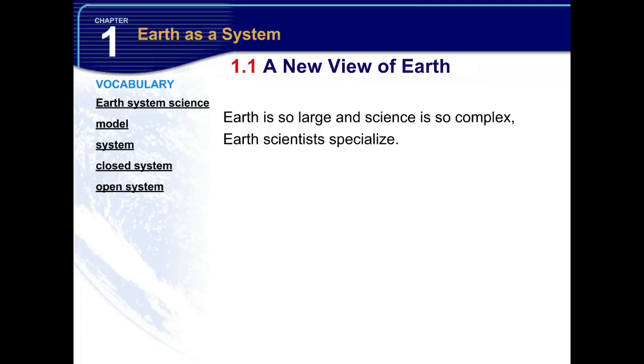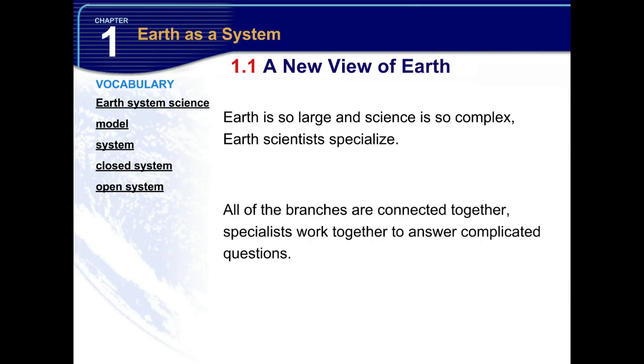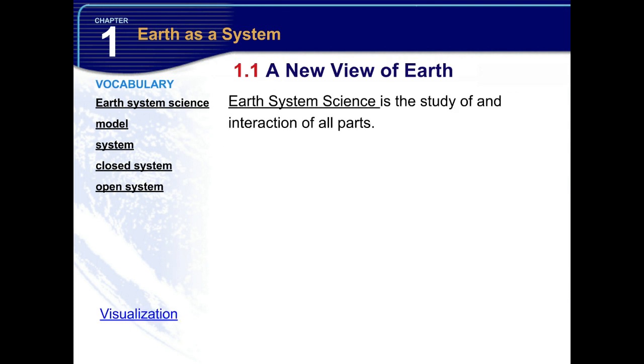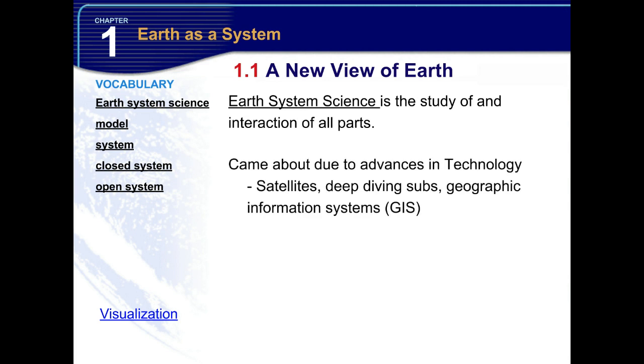Earth is so large and science is so complex, Earth scientists specialize. Now, all the branches are connected together, however, and specialists work together to answer complicated questions. Earth system science is the study of and interaction of all parts. This came about due to advances in technology: satellites, deep diving subs, geographic information systems, which is called GIS, as well as many other advances in technology.